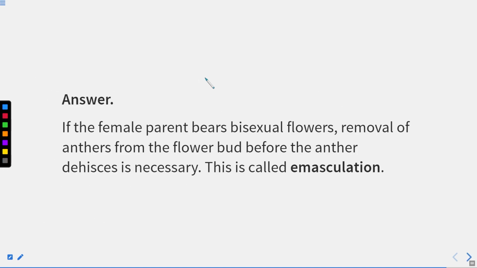So if the female parent bears bisexual flowers, in this case what happens? The removal of the anthers from the flower bud before the anther dehiscence is necessary. This process is known as emasculation. So emasculation, what will happen? The anthers will be removed, the stamens will be removed, and this will prevent self-pollination and promote cross-pollination.